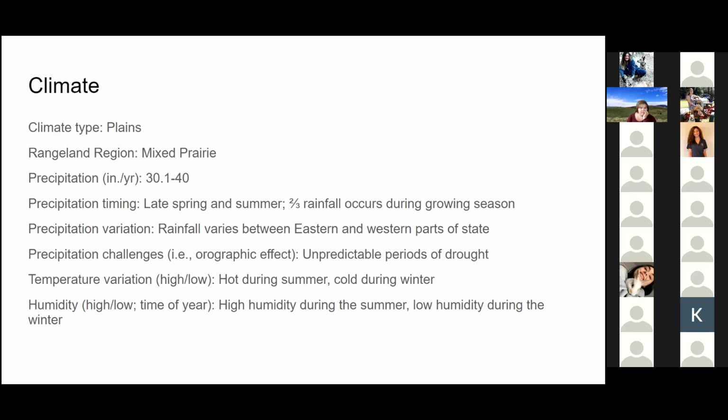The timing of that precipitation is typically late spring and summer, with two-thirds of the rainfall occurring during the growing season. The variation of it, I couldn't quite find it in my notes, so we tried to look stuff up. And there's a lot of rainfall variation between the eastern and western parts of the state. As for the challenges that this area faces, they have unpredictable periods of drought, so they typically aren't in drought, but they do get it every once in a while, and so it's kind of hard to tell when that will happen.